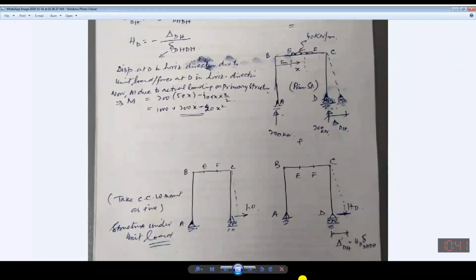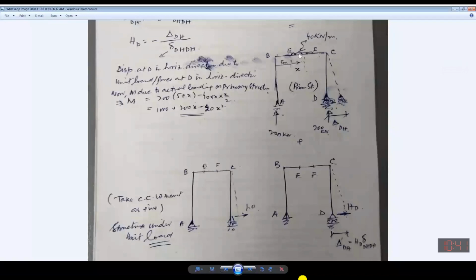Now, to have this flexibility value, I need to apply a unit force at the same location, in the same direction. So unit force 1 has been applied over there. Accordingly, I will look into the effect of this HD and this 40 kilonewton per meter, and then the unit load method will be applied.